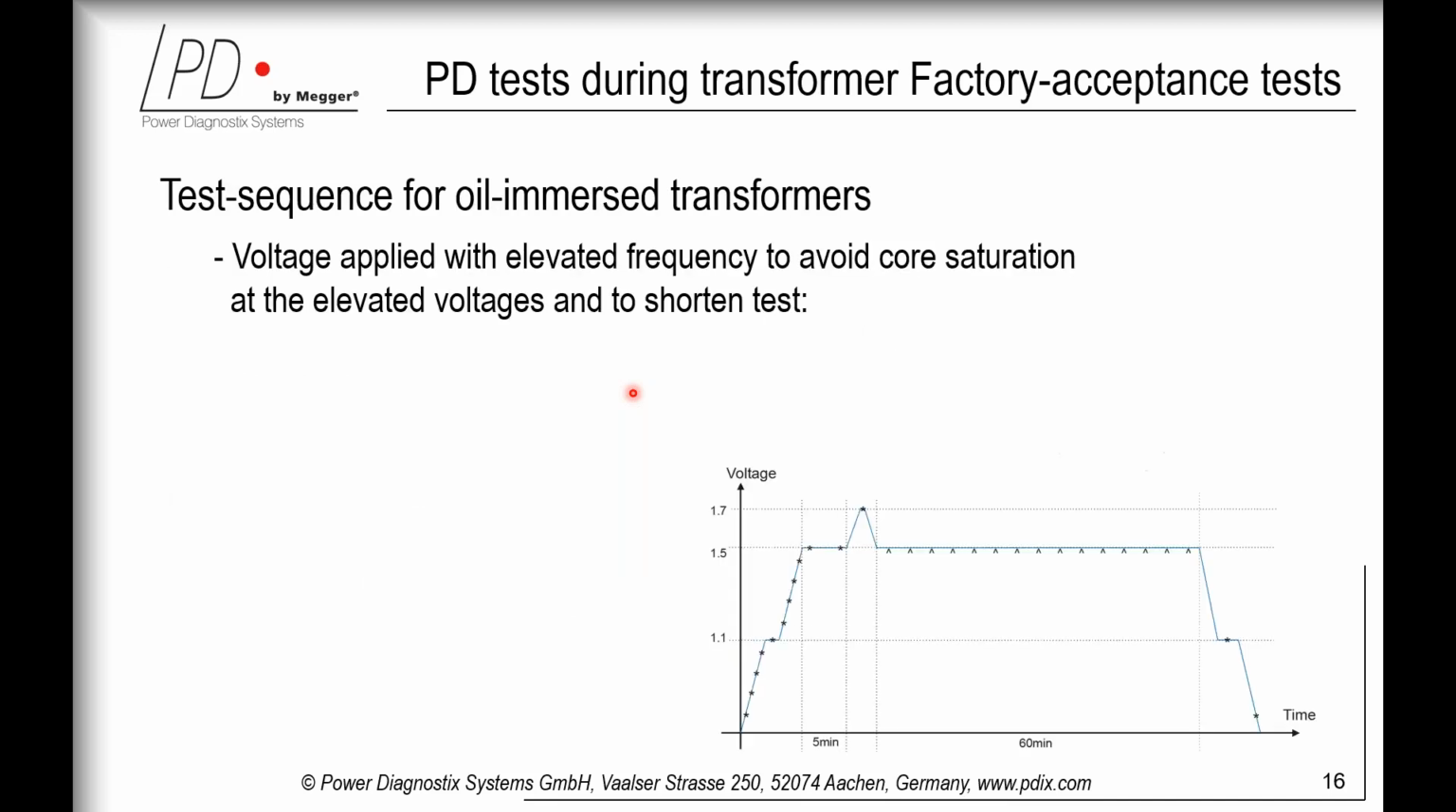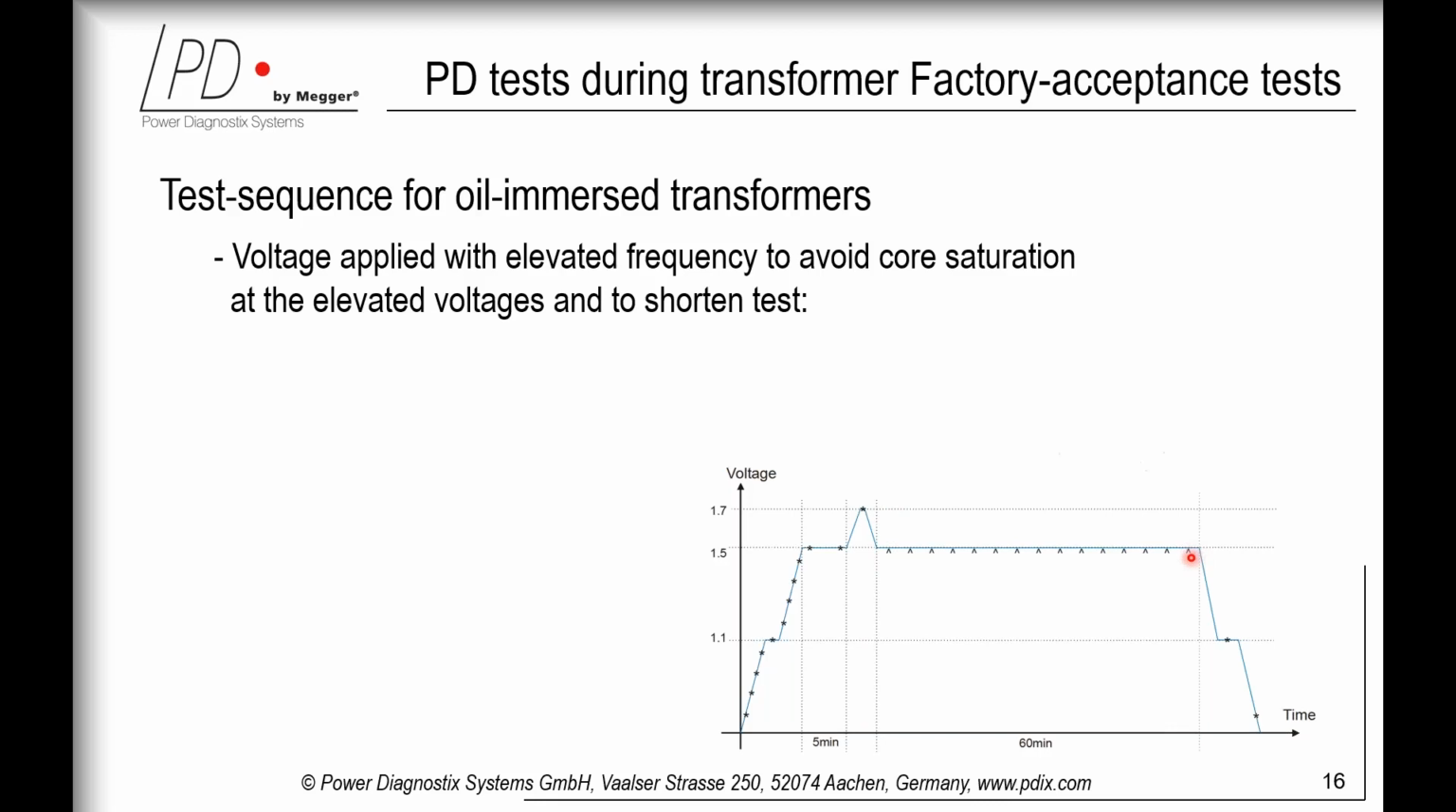So this slide shows the voltage curve that has to be applied for doing PD testing for oil immersed transformers. First, the voltage has to be raised to 1.5 times the maximum voltage for 5 minutes, then to the enhanced level, and then it has to be kept at 1.5 times the maximum voltage for 1 hour, with a value recorded every 5 minutes.